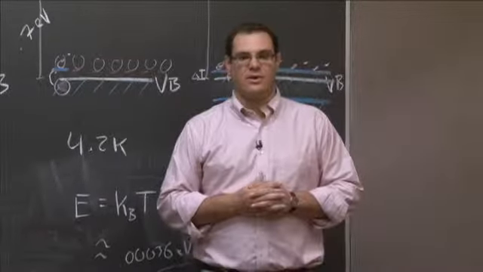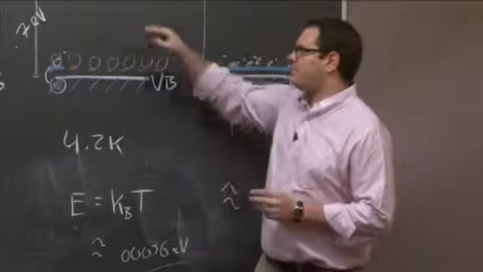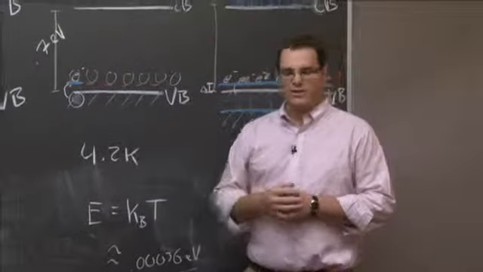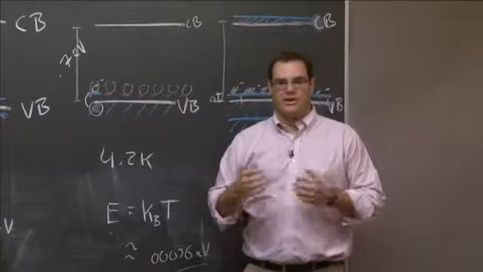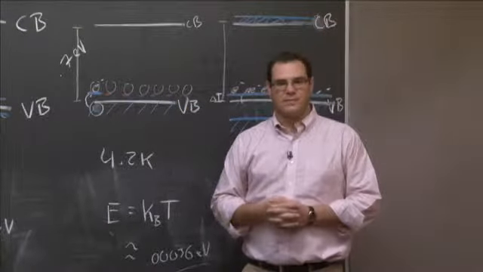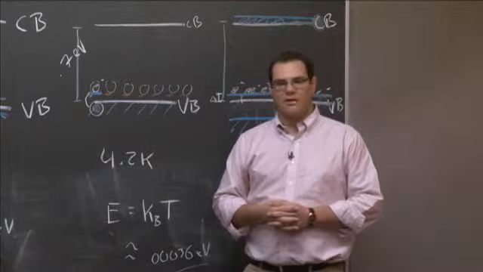So the donor levels are just slightly below the conduction band and are full of electrons, and the acceptor levels are just slightly above the valence band and are initially holes. So that's problem 3, and I hope you had a good look at it.